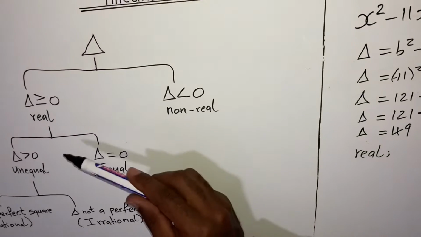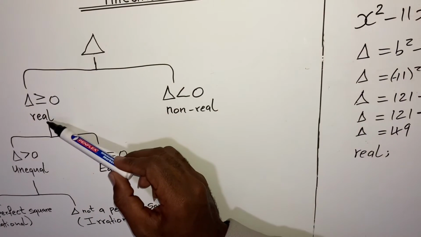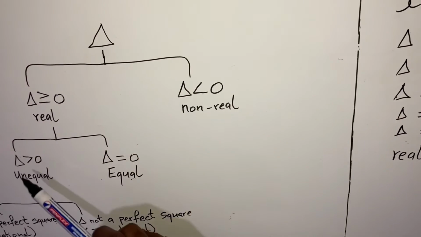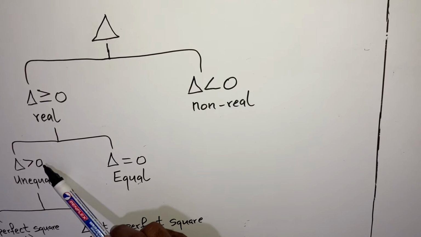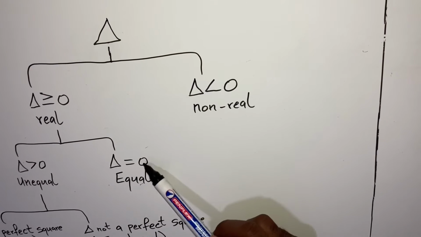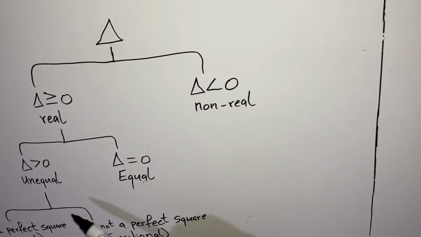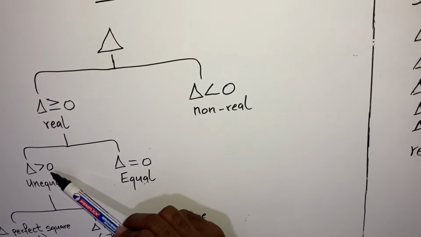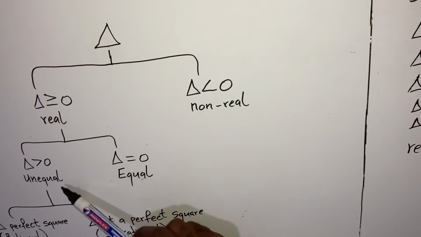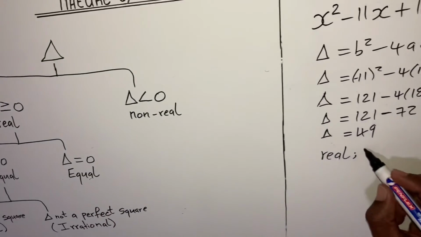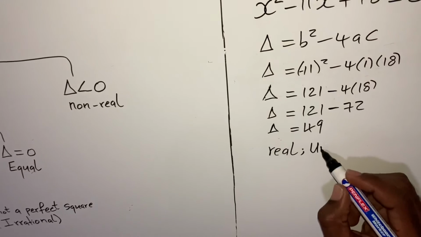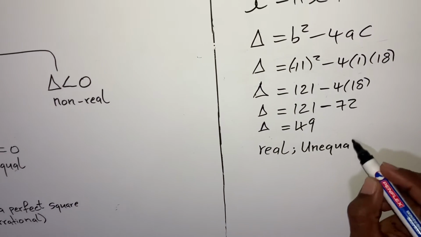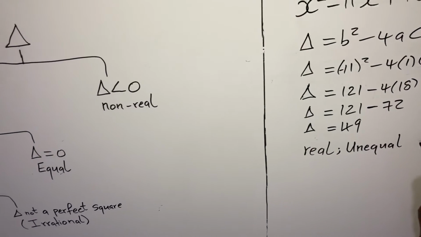Then, when my delta is real, it goes further to show that delta being greater than 0 or delta being equal to 0. In this instance, my delta is a 49, meaning that my delta is greater than 0. So I'll use the comment below, which is unequal.